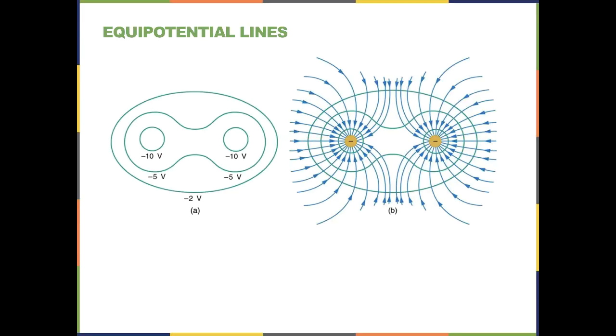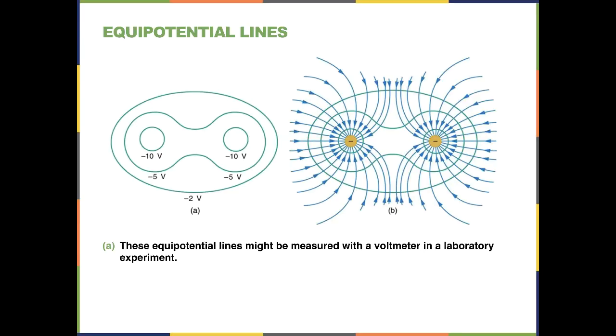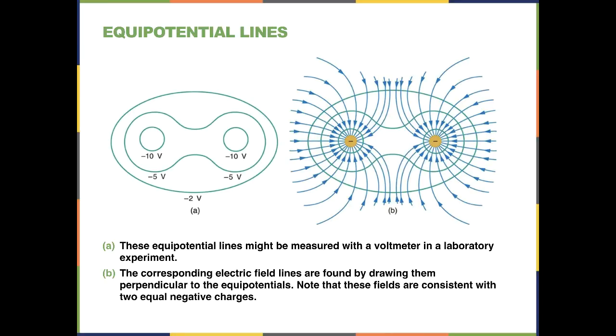And here you have another situation, but in this case, you have two negative charges, and you can see on A that you have these equipotential lines. The farther you get away from the negative, the less the potential is at that point. The equipotential lines could be measured by a voltmeter in a laboratory. The field lines are drawn, and again, they have to be perpendicular to the equipotentials at every point. The fields are consistent with two negative charges.